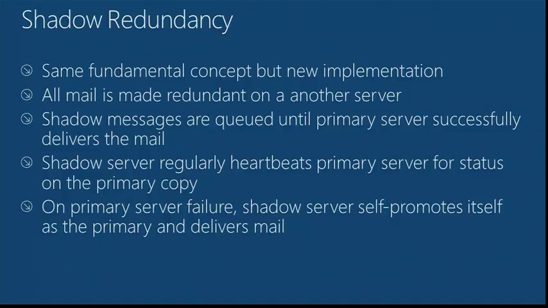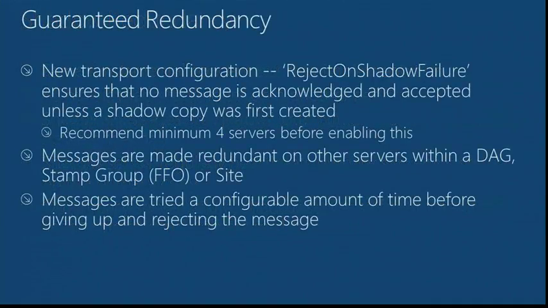We also have the same concept of the primary copy and the shadow copy, where the SMTP server responsible for delivering it is the primary owner. Those that keep a copy are the shadow owners. And of course, if the primary isn't able to deliver it, the shadow copy will be invoked, and that will be sent through the transport pipeline. Guaranteed redundancy, if you turn it on, it's called reject on shadow failure.